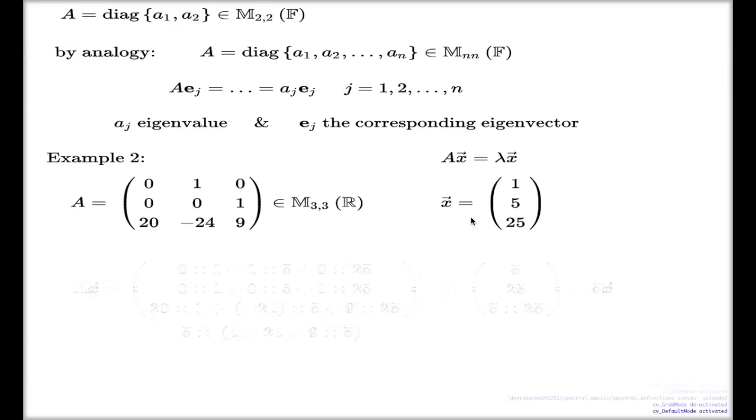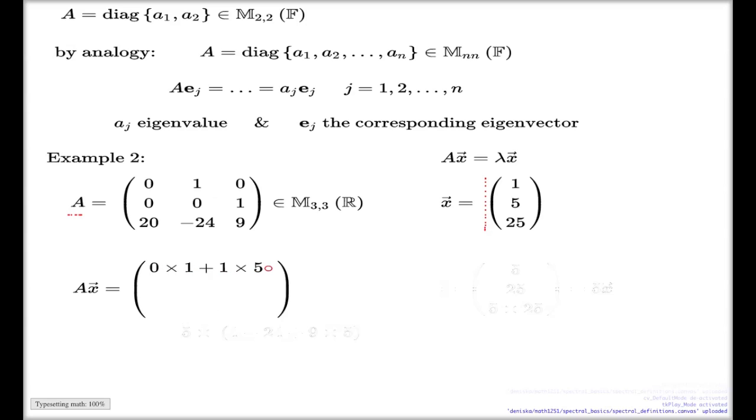Well, given that we have a candidate for the vector already, just verifying such an identity is an easy thing. All we have to do is compute the left-hand side and then try to guess the number lambda. Here's my computation. If I compute the left-hand side, A times x, I'm being very detailed. If I multiply this matrix A with such a vector x, here's my multiplication. First line: 0 times 1, 0 times 1, 1 times 5, 0 times 25. It's the first line of my result.